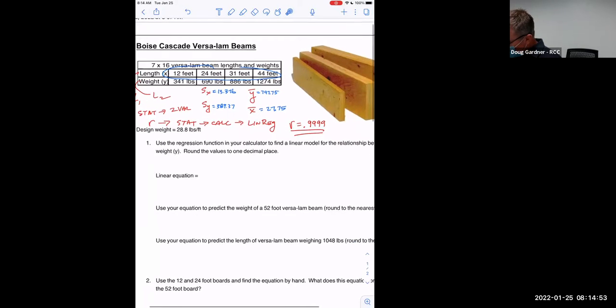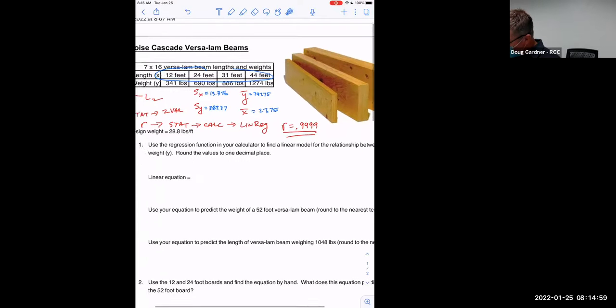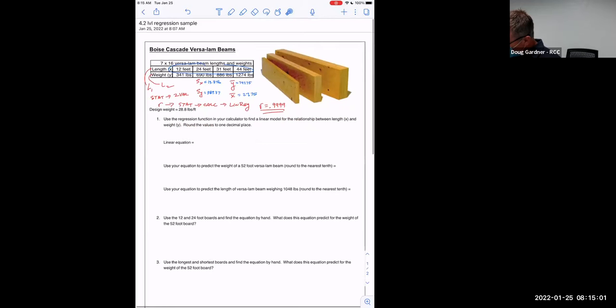Now, notice in this first question here, I said, use the regression function of your calculator to find a linear model for the relationship between X and Y, rounding values to 1 decimal place. Well, again, isn't your calculator telling you what this is right now? So the linear equation is Y, and I'm actually going to write Y hat here because that isn't just any old equation, it's the regression equation. And it says 29.108, so 29.11.